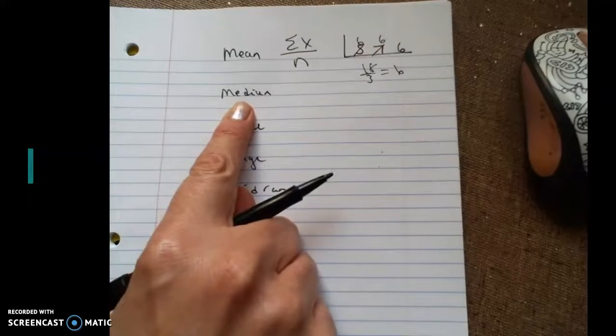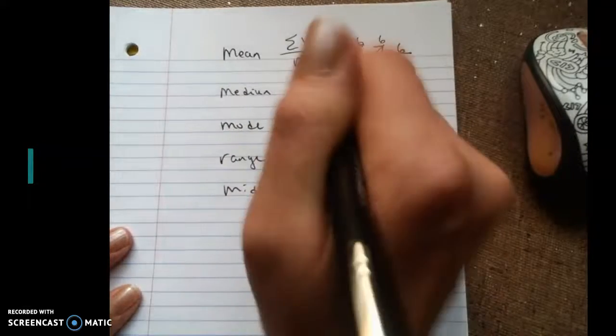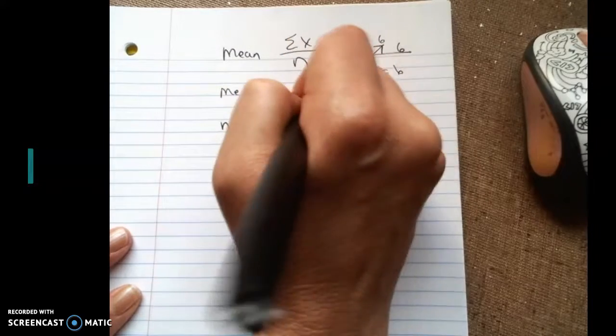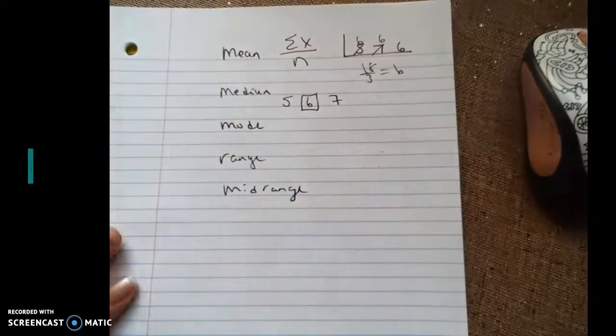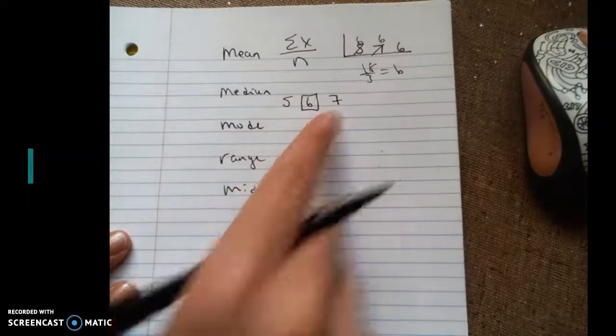So median is the middle number, all right? So if I have 5, 7, 6, I would put them in order, 5, 6, 7. The median is the middle, okay? So half are below, half are above.